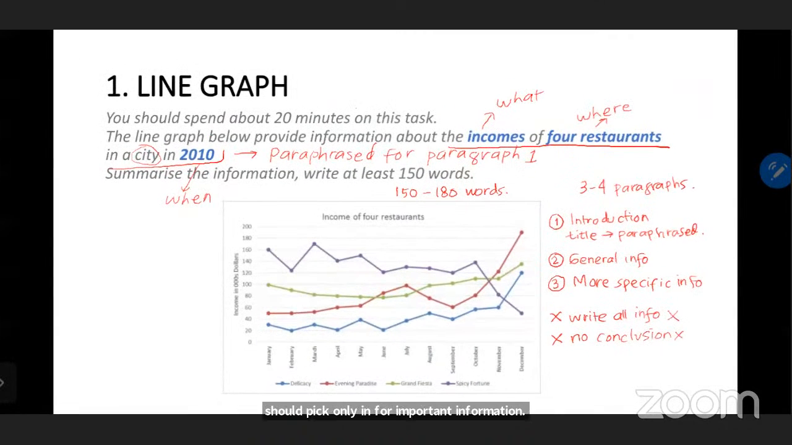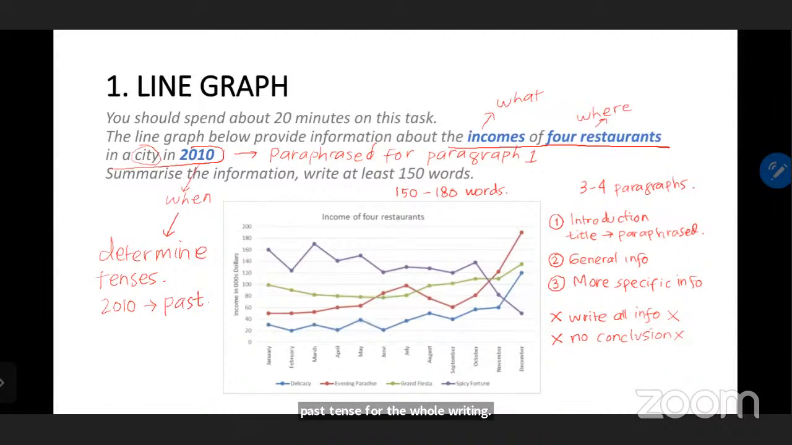Okay? So how to do this? First, read the direction, read what the picture is about, what time, and the time is important to determine the kind of tenses that you are going to use. If they have the year, let's say it's 2010, and right now it's 2021, so it means that it's in the past. So the tense that you're going to use here is past tense for the whole writing.